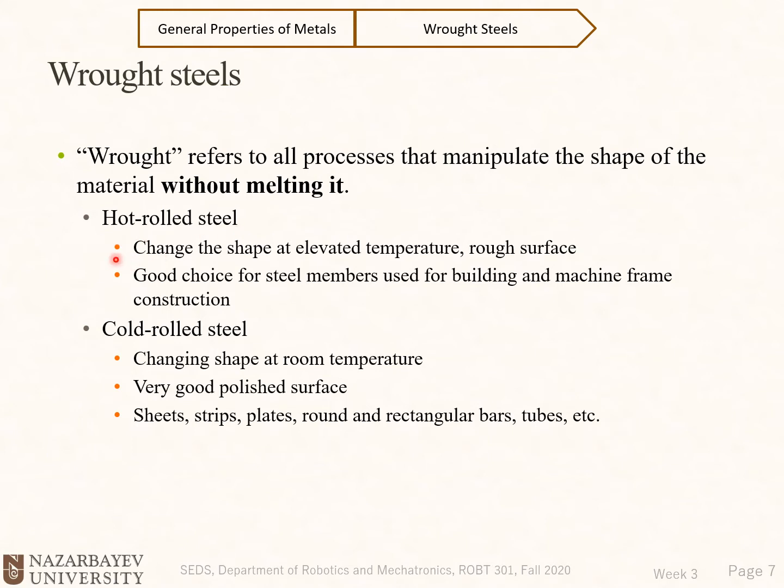Hot rolled steel changes shape at elevated temperature, and it has a rough surface. So this is basically what happens in hot working. It is a good choice for steel members used for building and machine frame construction. Making a profile of steel or iron is not easy without hot working. Cold rolled steel changes shape at room temperature, just the definition of cold working. It has a very good polished surface, and steel strips, plates, round and rectangular bars, tubes, etc. could be made by cold working and cold rolling techniques.